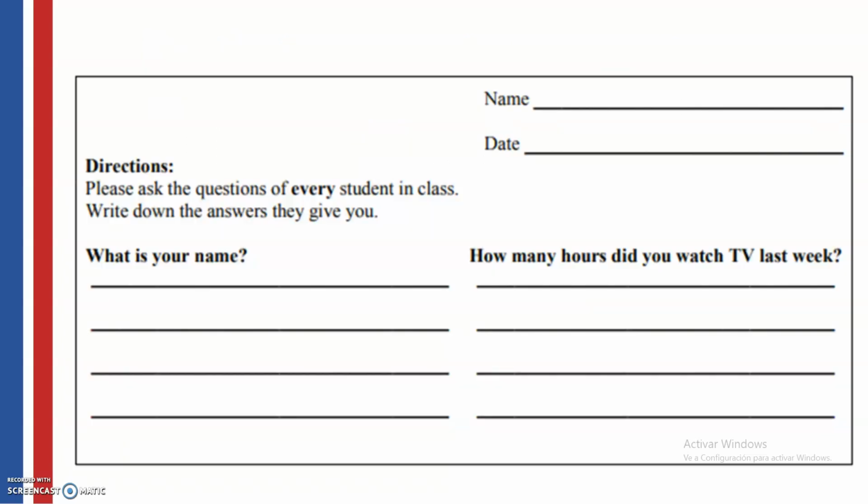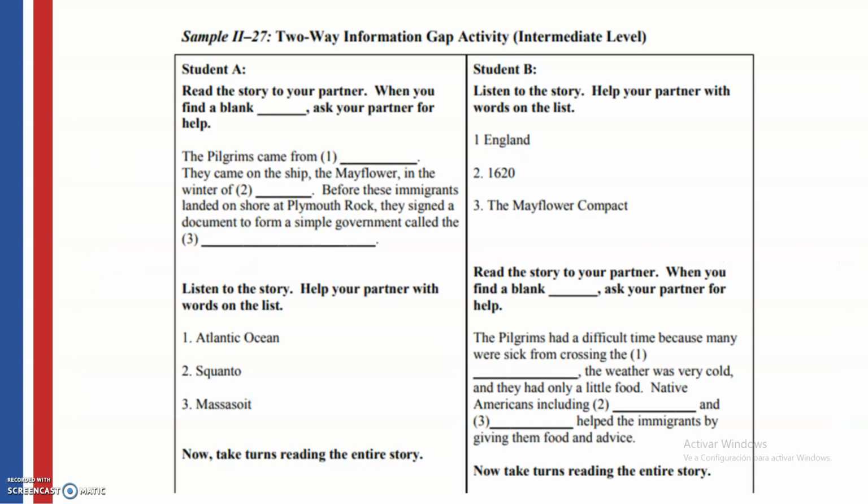For example, this is a survey, right? So this is an example of how, of course, we need to model the activity. We need to guide the students in order to have this survey so they can exchange information to complete this activity. Or an information gap activity like this one.